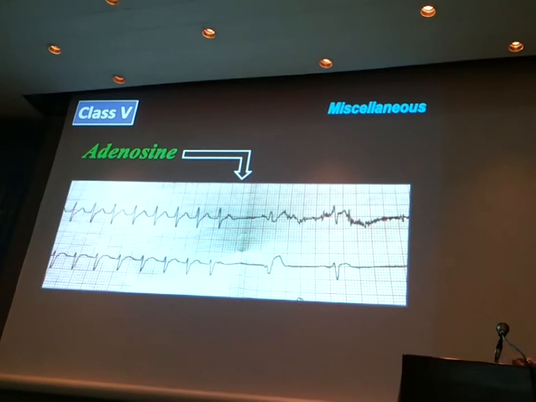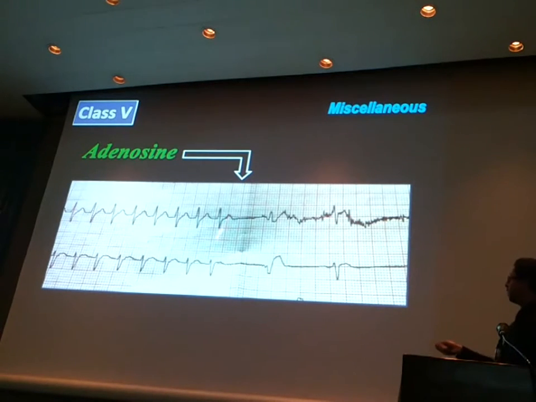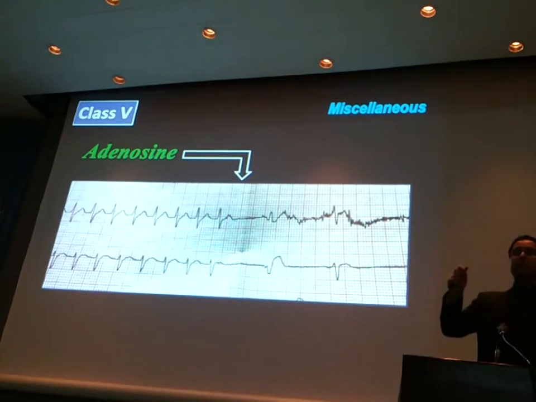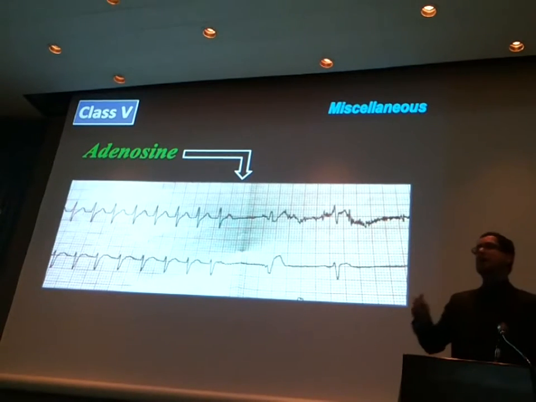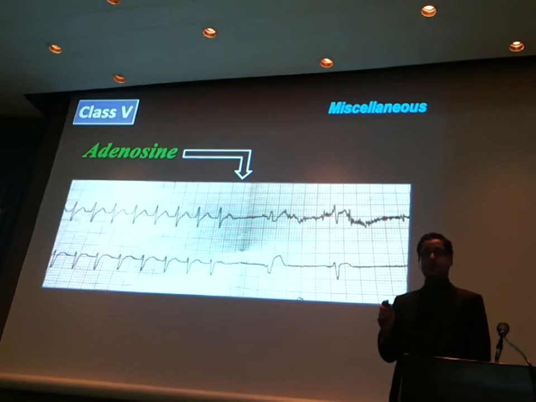But please notice something here, which is this line. Now this is what I called asystole, or the transient AV block. Okay, you see that the conduction stopped for a while, and that's the major function of adenosine, and this is how it achieves its anti-arrhythmic function. Okay?